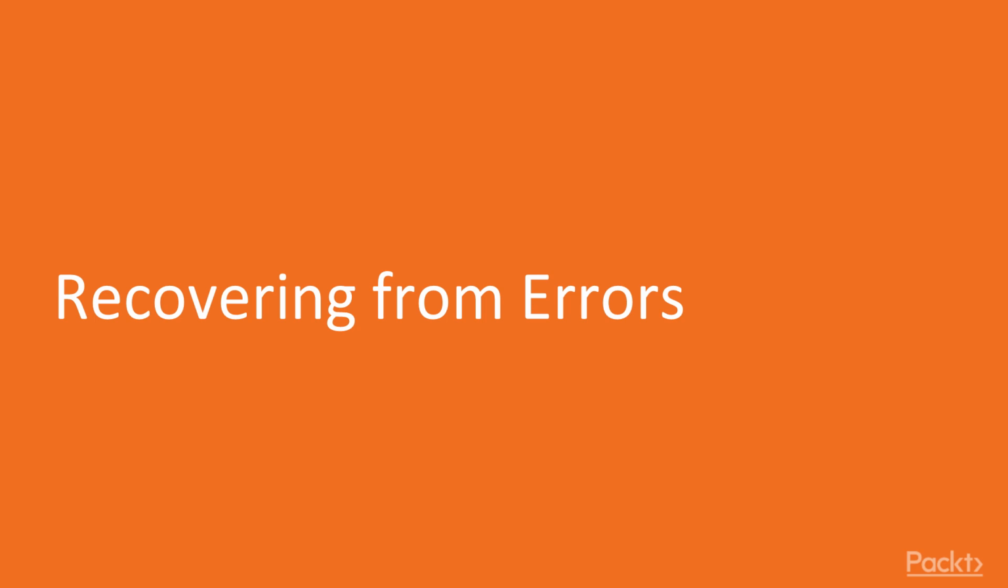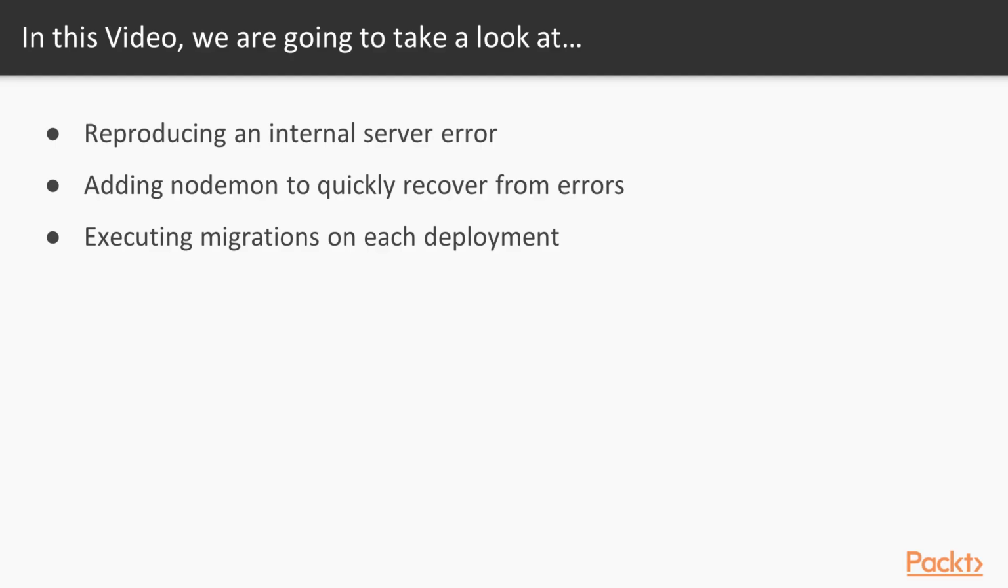In this video, we are going to solve some issues that we missed in the previous deployment. We will reproduce an internal server error and find out that the server stops working after such an error occurs. In order to resolve that issue, we will use NodeMon. And we will also do something that we've been putting off. We will run migrations in the production database.